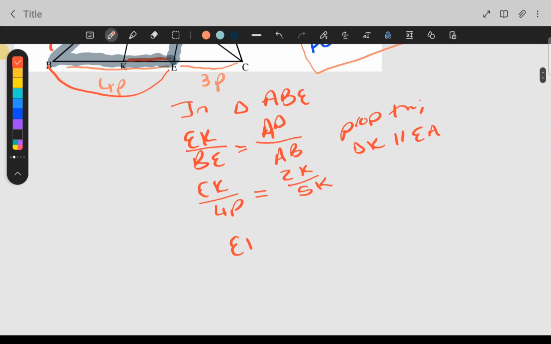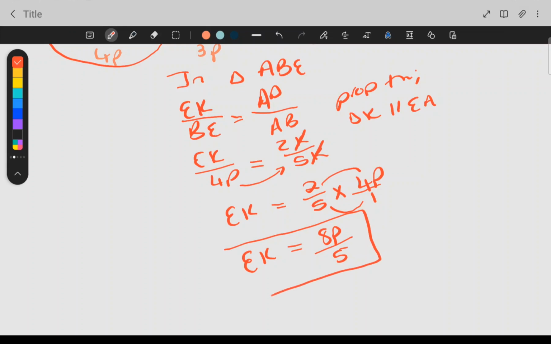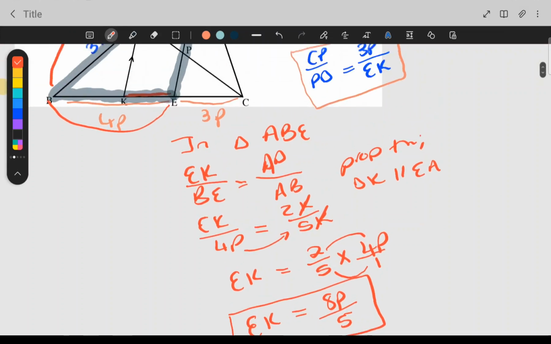I want EK by itself. So this K and this K can cancel. So I have 2 over 5 times, I'm going to bring the 4P to that side, so times 4P. And if you have to simplify EK, remember you can write 4P over 1. So this times this and this times this. This gives me 8P over 5. So EK is 8P over 5.